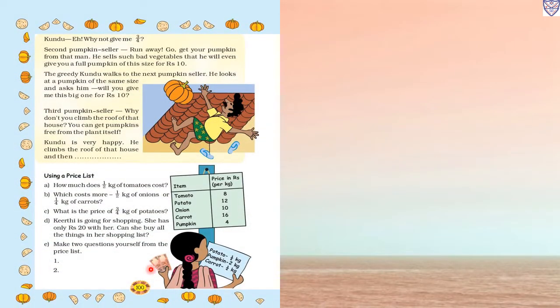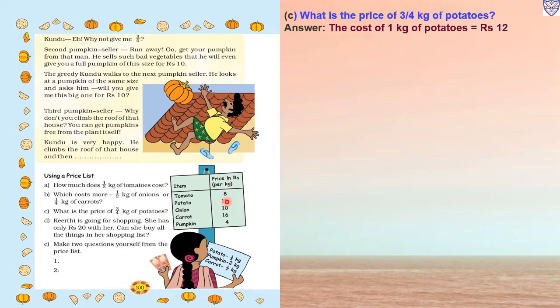Now see, what is the price of 3/4 kg of potatoes? Potatoes cost rupees 12 for 1 kg. So we have to find out the price of 3/4 kg of potatoes. The cost of 1 kg of potatoes equals rupees 12, so the cost of 3/4 kg of potatoes equals rupees 12 multiplied by 3 upon 4.